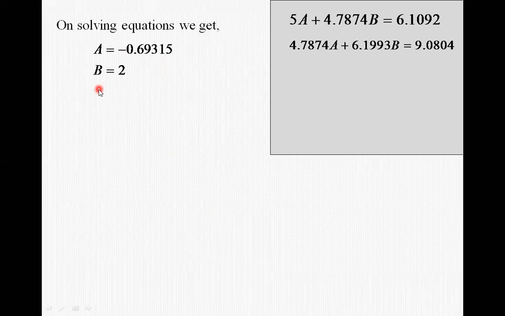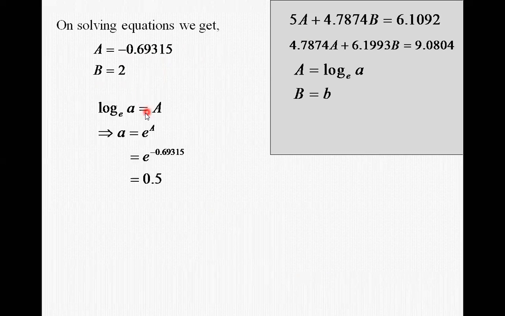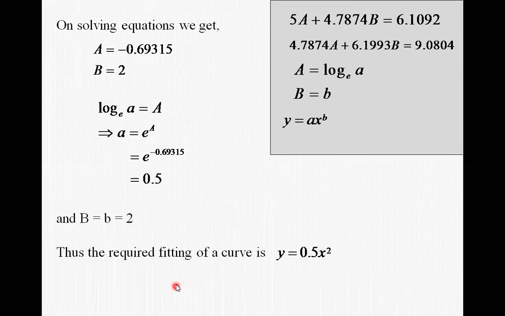Now solving, we get capital A equals minus 0.69315, capital B equals 2. Log a equals capital A, so small a equals e to the power A, which is e to the power minus 0.69315, equals 0.5, and capital B equals small b equals 2. Therefore, the required fitting of the curve is y equals small a into x to the power small b. Therefore, y equals 0.5 into x square.